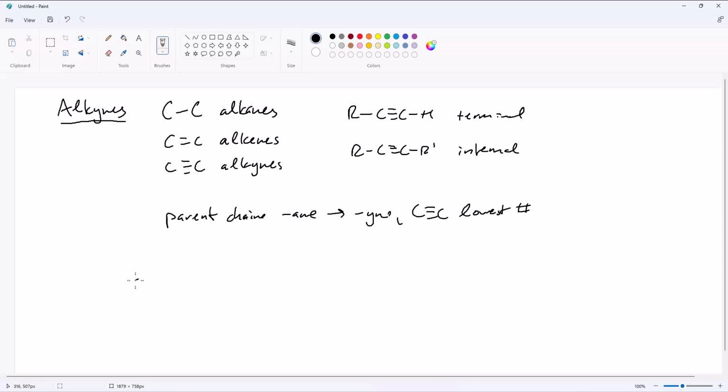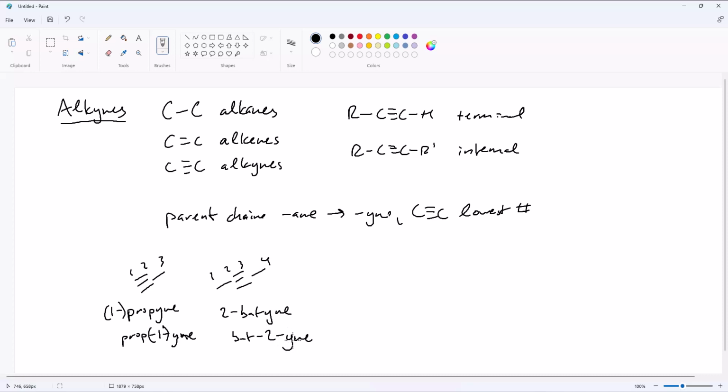So for instance, if we had this chain here, we have 1, 2, 3, that would be propane, but since it's an alkyne, we call this propyne. We could also call this 1-propyne or prop-1-yne. But usually when it's at the 1 position, or a terminal alkyne, we don't include the 1. So this 1 would be optional here. If we have an internal alkyne, such as this, we would number it 1, 2, 3, 4. So this would be 2 to indicate the position of the alkyne, butyne to indicate it's 4 carbons, or but-2-yne to indicate the alkyne being at position 2.